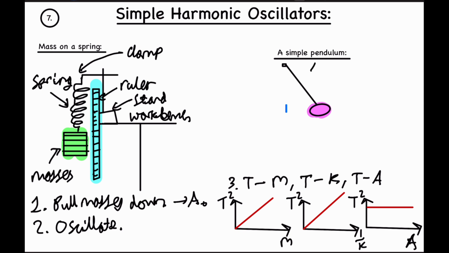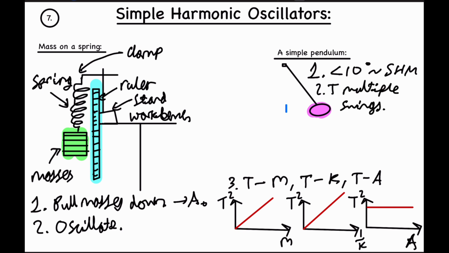The first step would be to displace the pendulum by an angle less than 10 degrees, so you can assume simple harmonic motion. Then measure the time of multiple swings. This is the time of multiple swings, and now the third step is to find the average time period, T, by dividing the total time by the number of swings.